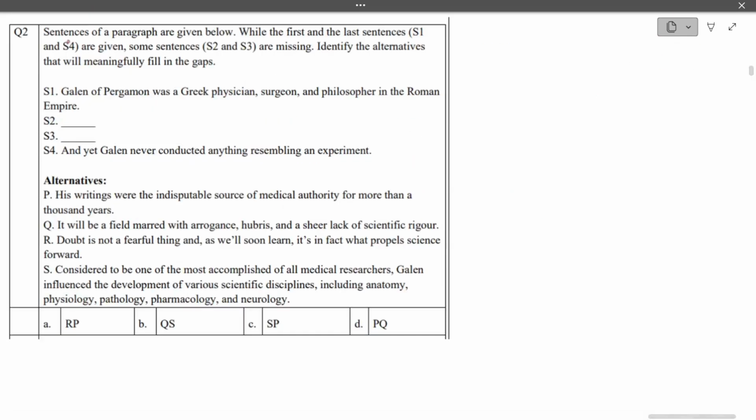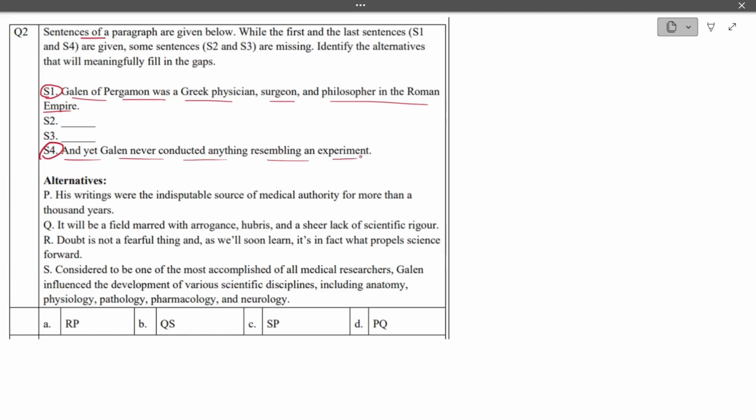Let's read this question. Again, we are given 4 sentences, and the first and 4th sentences are already given. We need to find what will come in sentence number 2 and sentence number 3, and we have 4 options. Okay, let's first start reading with sentence 1. Galen of Pergamum was a Greek physician, surgeon and philosopher in the Roman Empire. And the final sentence is, and yet Galen never conducted anything resembling an experiment.